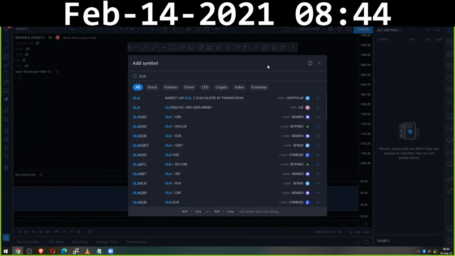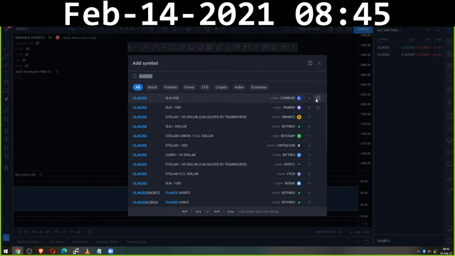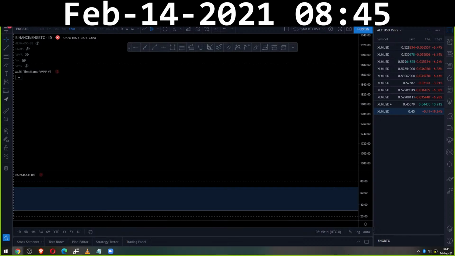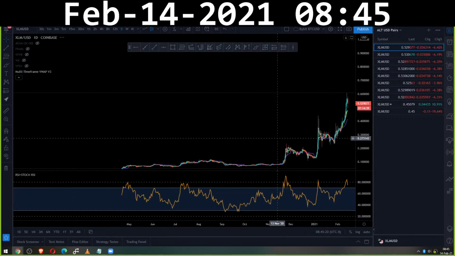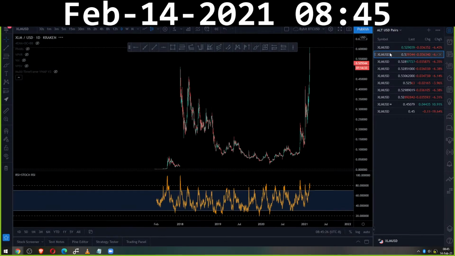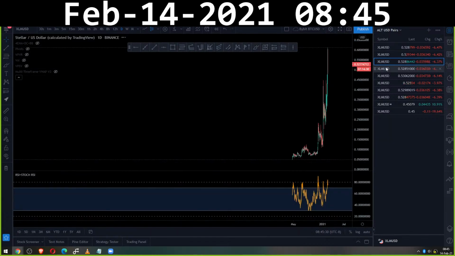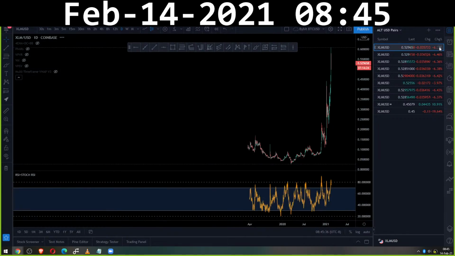XLM USD. And I guess Coinbase, Kraken, Binance, Bitfinex, Bitstamp, Bittrex. I don't know which one of these has the most data, so I'm going to try to find which one has the most. So this one goes to here. Oh, wow. What is this massive gap here? So this one clearly loses.